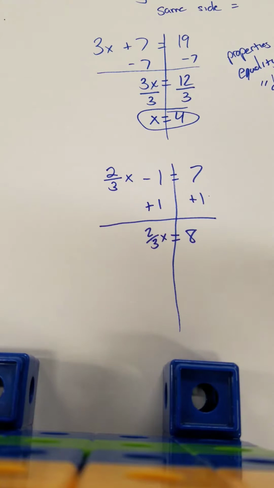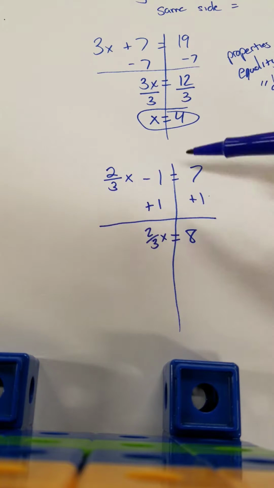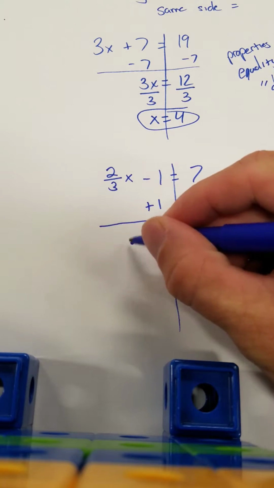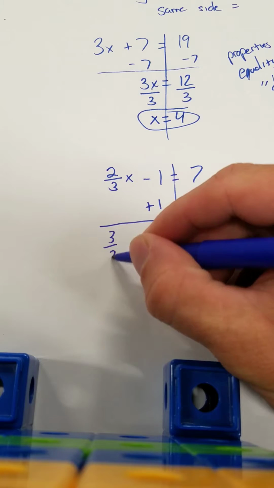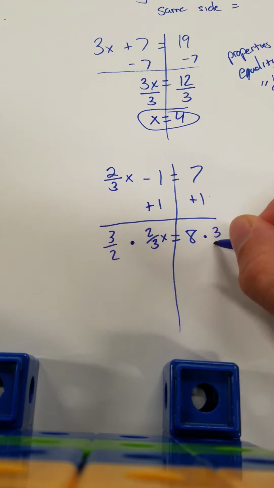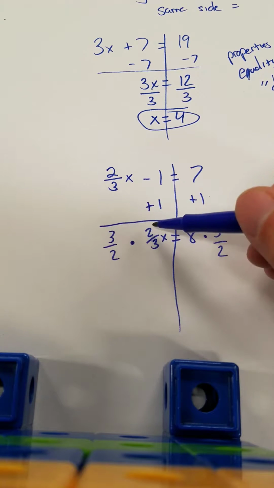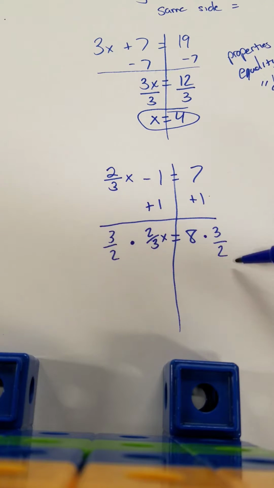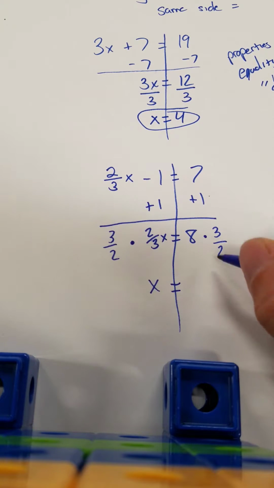Now, this is a little bit tricky. You can look at this two ways. We're dividing by 3 and we're multiplying by 2. Or we can simply multiply by this thing flipped over, so multiply by 3 over 2 on both sides. Since we're dividing by 3, we multiply by 3. Since we're multiplying by 2, we divide by 2. And that cancels everything out over here, so we're left with x equals.